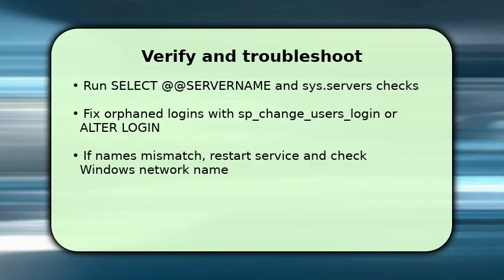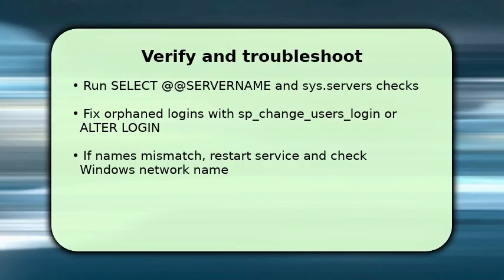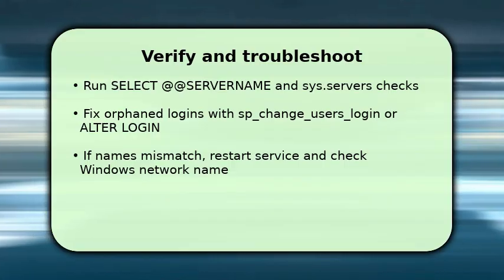Make sure linked servers and jobs reference the new name and update connection strings. If you still see the old name, restart the service again and validate the Windows computer name and DNS. That single troubleshooting tip resolves most persistent mistakes.